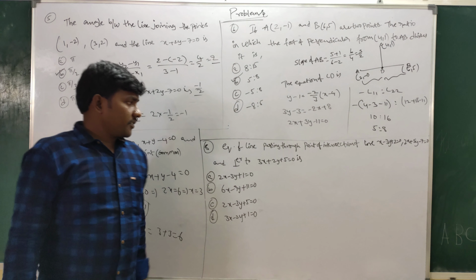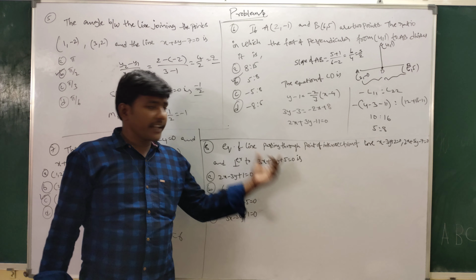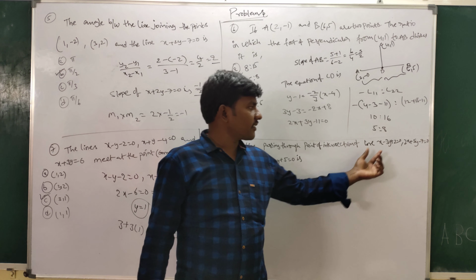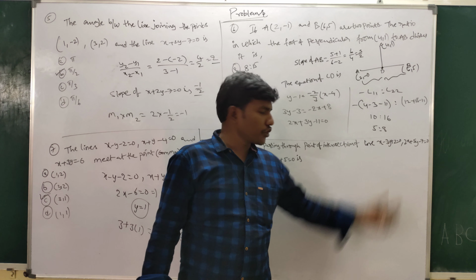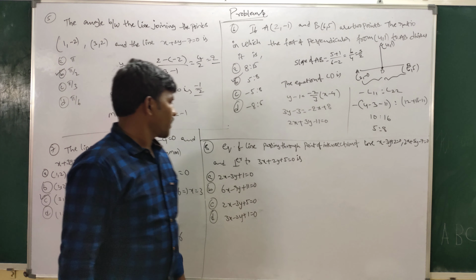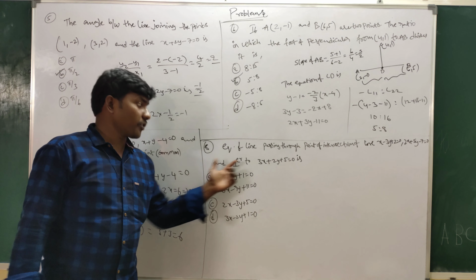Next, 8th question. Equation of line passing through the point of intersection of the lines x minus 3y plus 2 equal to 0, 2x plus 5y minus 7 equal to 0, and also perpendicular to the line 3x plus 2y plus 5 equal to 0.